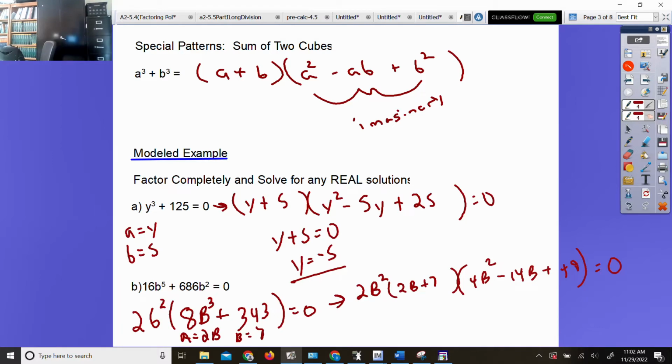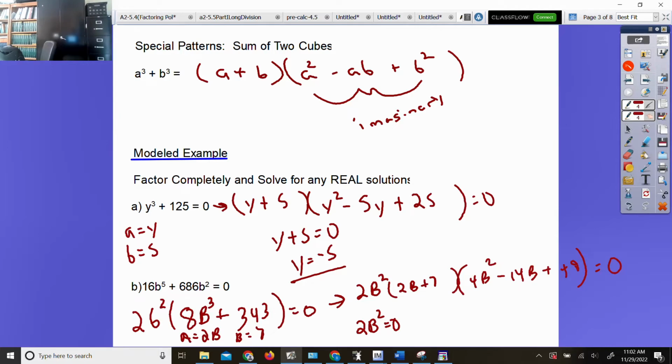3, there are. What's the first one? Read left to right. What's the first factor? 2B squared. What must it equal? 0. 2B squared is 0.